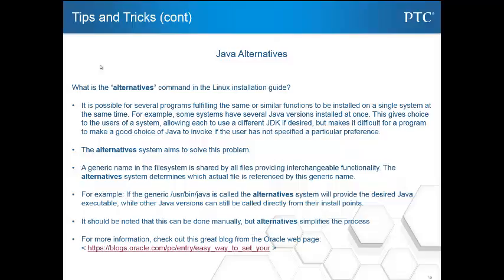A generic name in the file system is shared by all files providing interchangeable functionality. The alternatives system determines which actual file is referenced by this generic name. For example, if the generic /usr/bin/java is called, the alternatives system will provide the desired Java executable, while other Java versions can still be called directly from their install points. It should be noticed that this can be done manually, but alternatives simplifies this process. For more information, please see this great blog from the Oracle webpage.